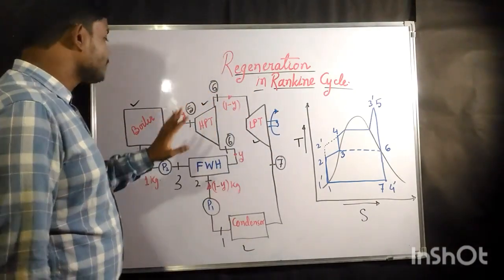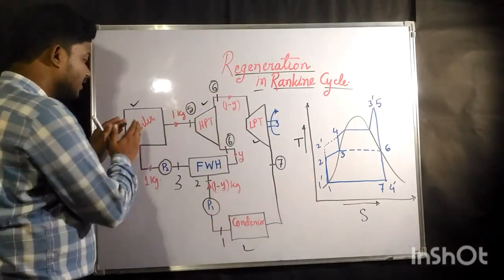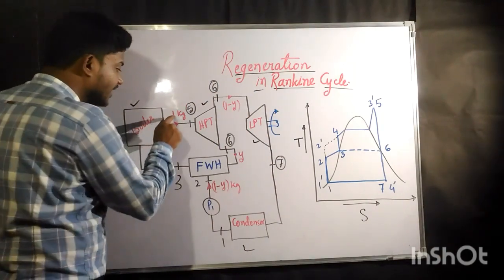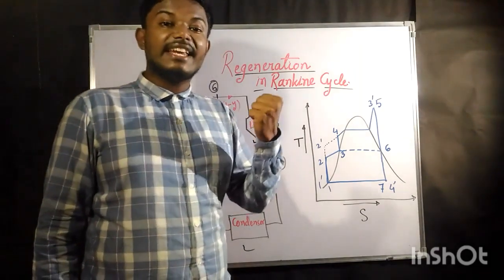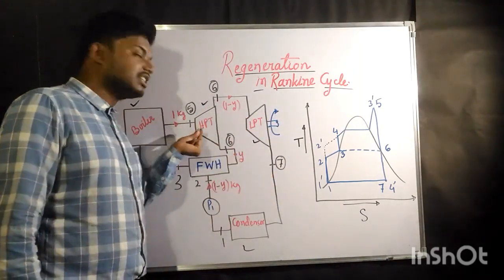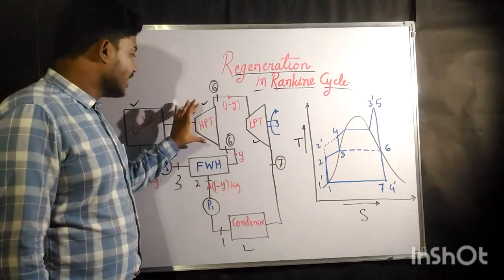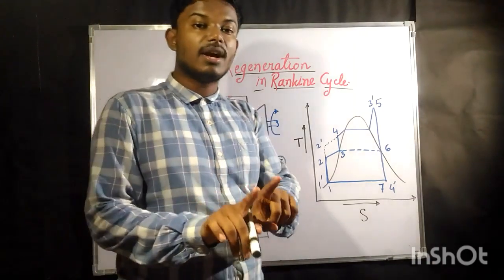Now what is the difference from the other parts? Let us suppose 1 kg of steam is coming out of the boiler after the heating process has been completed. Now we are going to have a high pressure turbine. After the high pressure turbine, what happens?